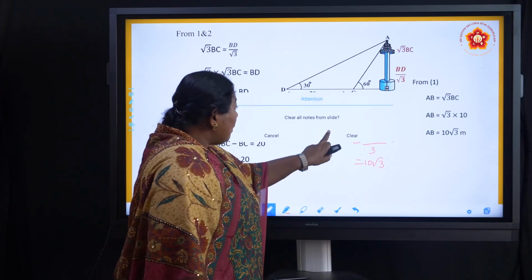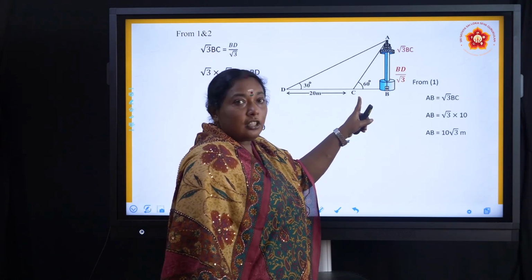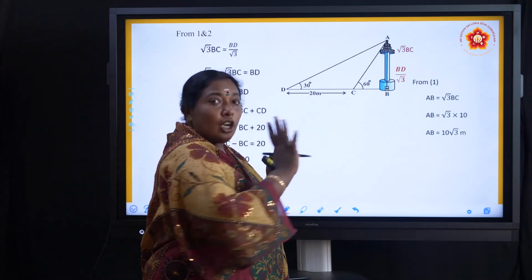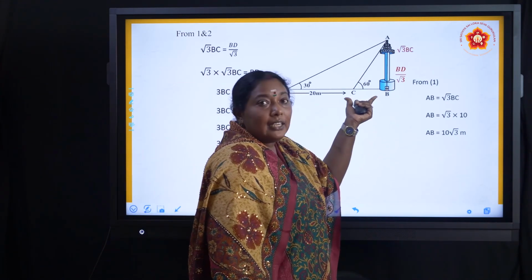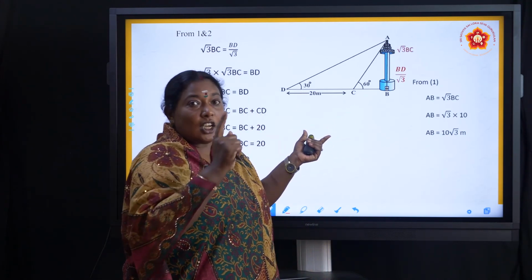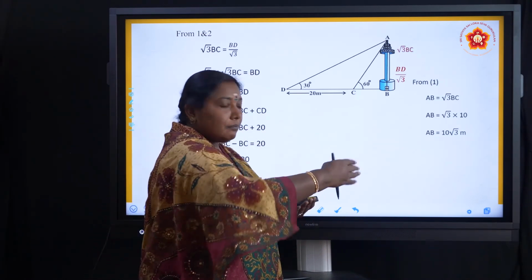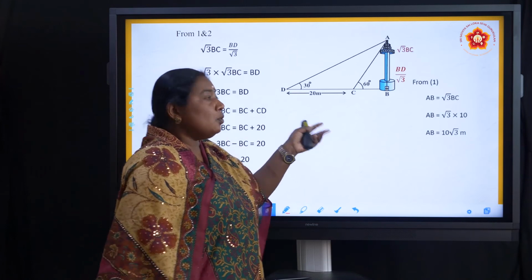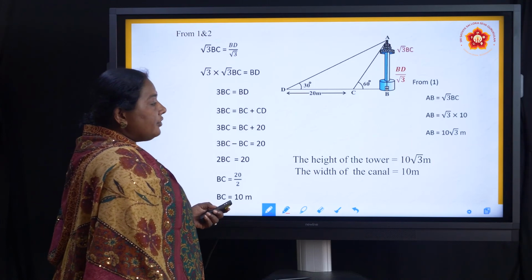So we got both answers: the height of the tower is 10 root 3 and the width of the canal is 10. See, in this question, both measurements are in meters only, but they are using different words: height of the tower and width of the canal. Here they are not saying height of the canal. Why? Because the vertical distance is height and the horizontal distance is distance or width. So understand each and every word to finish the sum. So that's the answer we got.